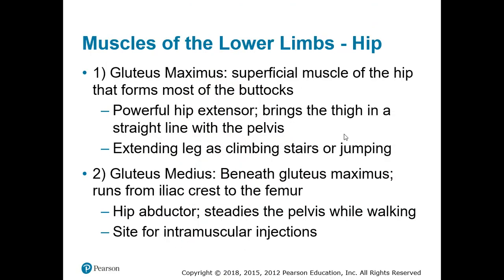We're going to first focus on the hip. There are two major muscles here. The first is the gluteus maximus and the next is the gluteus medius. Again, most of you know that your gluteus is going to be your butt region. The gluteus maximus is the superficial muscle of the hip and it actually forms most of your buttocks.